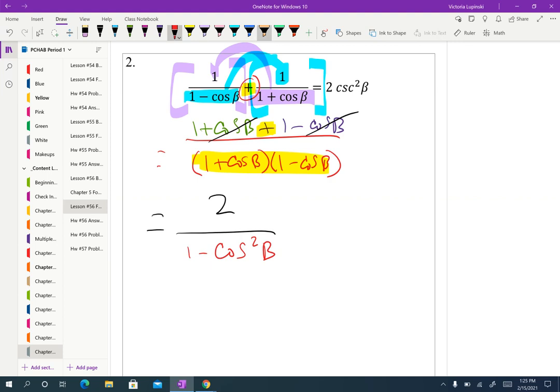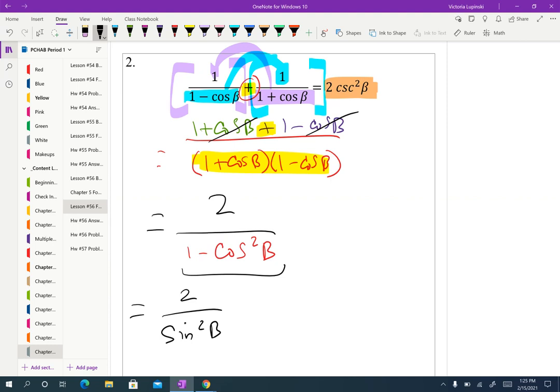Again, always keep in mind what it is you're trying to get equal to. So I have the 2. I'm trying to get a cosecant squared. A cosecant squared is the reciprocal of a sine. So how can I possibly get a sine in here? Well, 1 minus cosine squared, if I go back to my formula sheet, that is simply equal to sine squared.